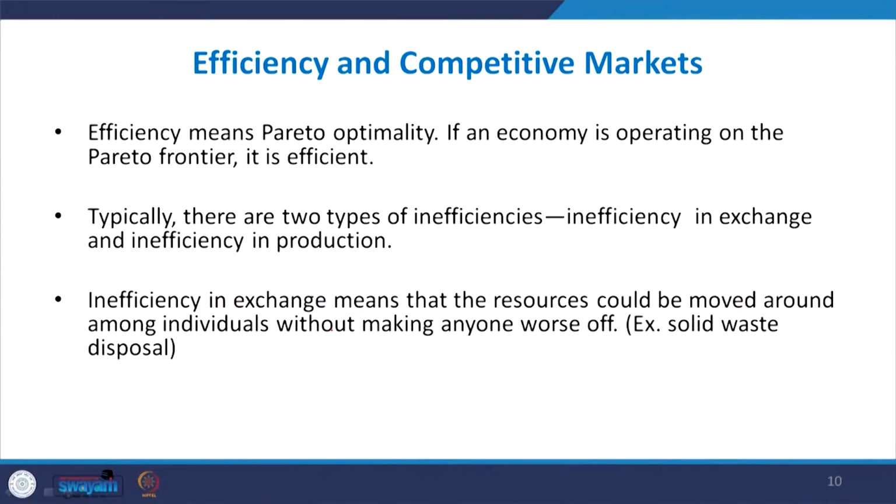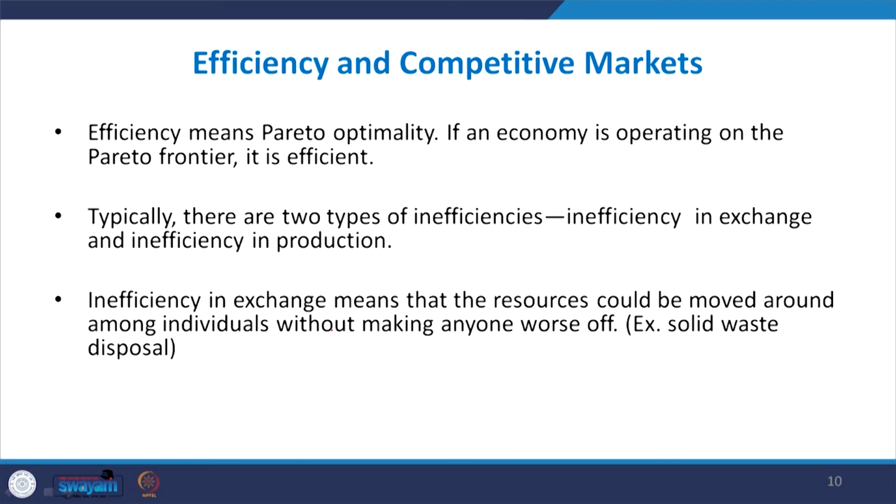So, efficiency here means Pareto optimality, which I already discussed, that Pareto optimality means no one can be made better off without making at least one person worse off. So, this is the situation where production of one good can only be increased by reducing the production of at least some quantity of another product. So, that is called Pareto optimality. If an economy is operating on the Pareto frontier, it is called efficient.